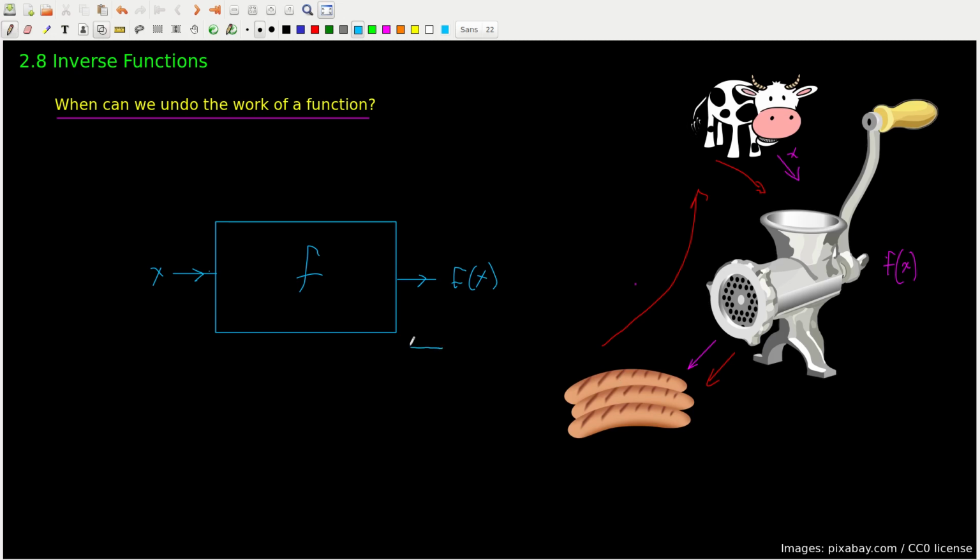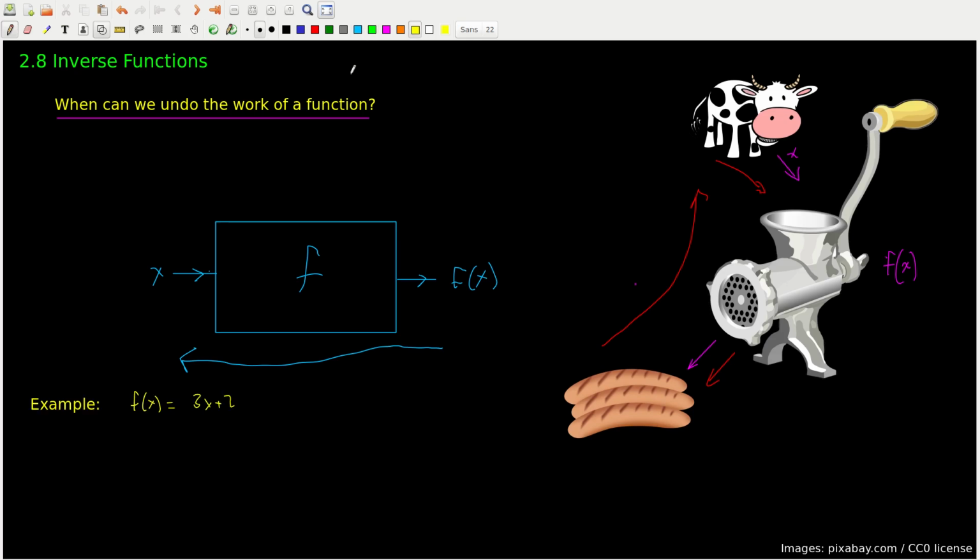What we're asking is, given the output of one of these functions, can we go backwards and get the input back? Which in this silly example is asking, can we take these sausages and reproduce the cow? And obviously you can't, and the same is true mathematically. Not every function has an inverse. So today our topic is going to be, when is there actually an inverse function?